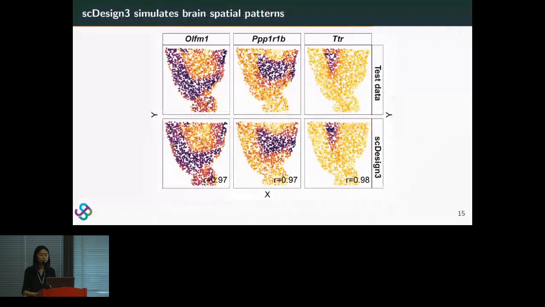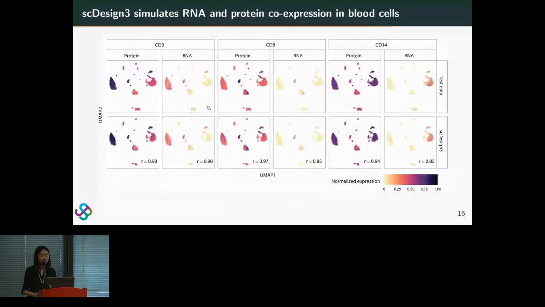And this is how we can do it for spatial data. Here we are generating 10x Visium data, where the top row shows real data and the bottom row shows synthetic data, which means that using the generalized additive model for location, scale and shape, GAMLSS, we can capture the mean function for every gene pretty well. And given that, we can generate counts. And this is showing how we can generate the SITE-seq data, which has both protein and RNA. Top row real data, bottom row synthetic data. We can see that we can even preserve the protein-RNA correlation. So they are pretty well preserved.